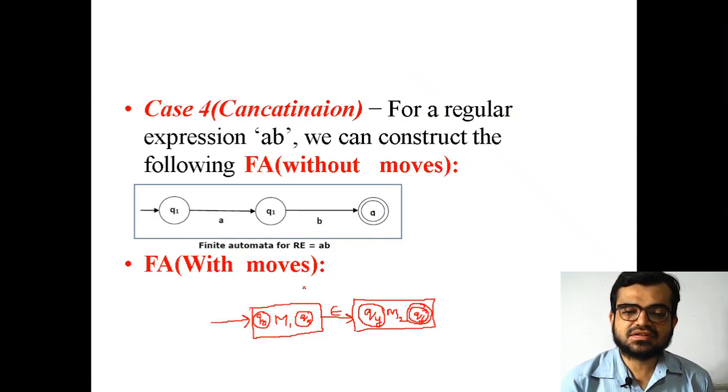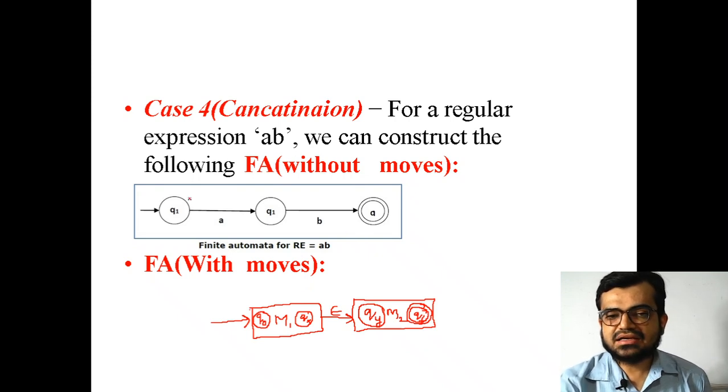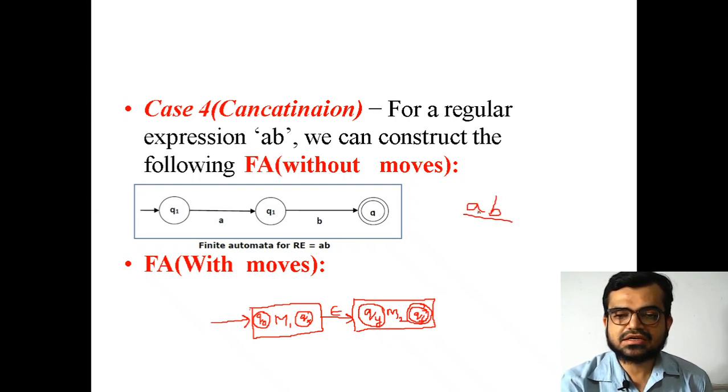But now the differences will come here. If you take concatenation, A, B, simply concatenated means B will be concatenated with A, that means B will be there beside A. So in this scenario, what we are seeing here is without epsilon moves, and this is with epsilon moves.